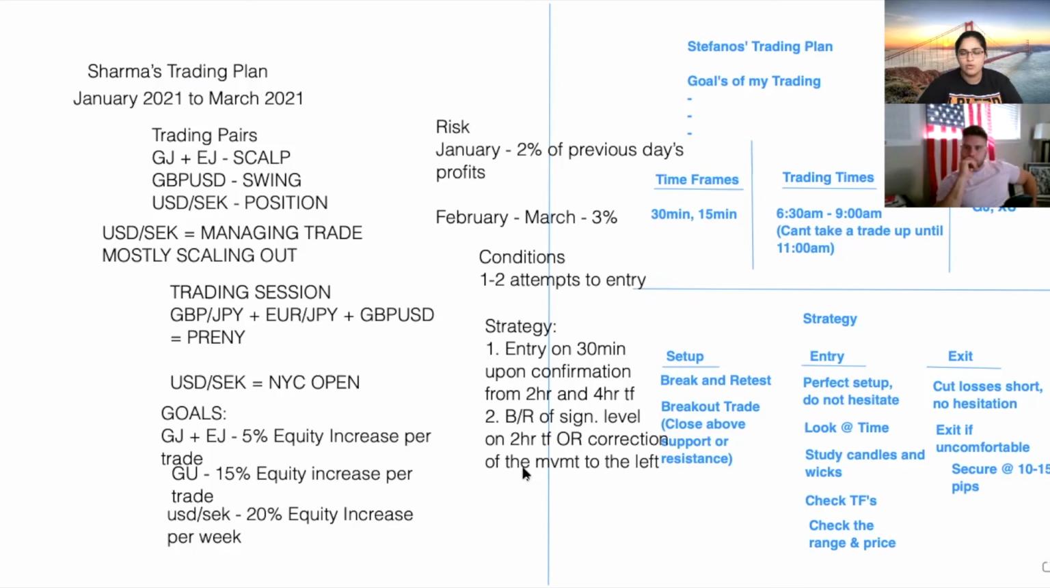So you could have either a break and retest of a significant level or a correction of the movement to the left. I have both of them, so that gave me more confidence in my trade. And then the third thing is confirm daily and weekly. So I'm confirming with those time frames as well, trying to see where price is headed.